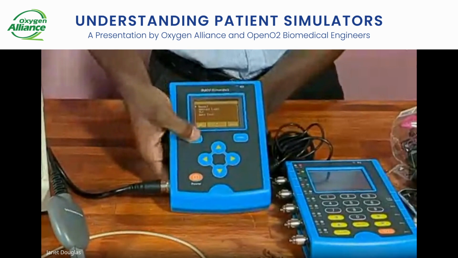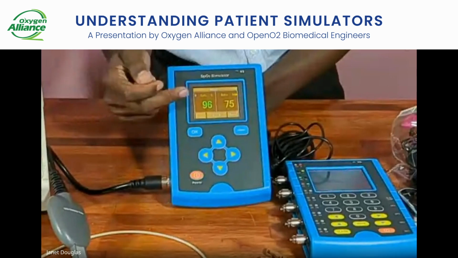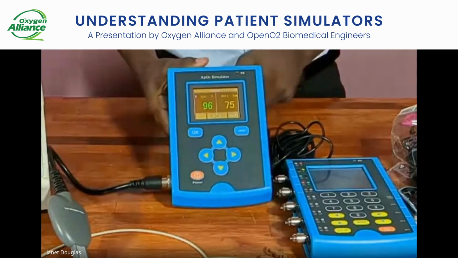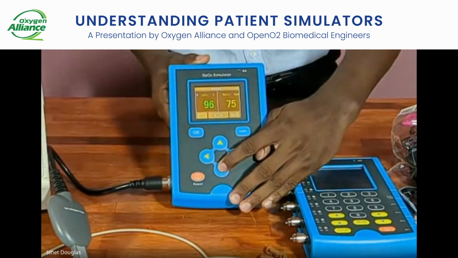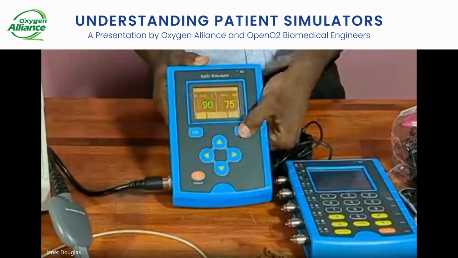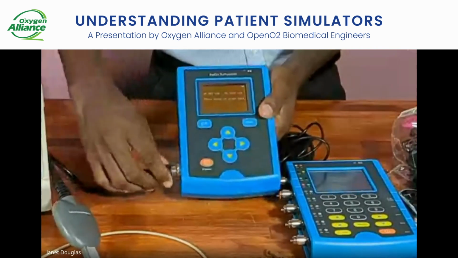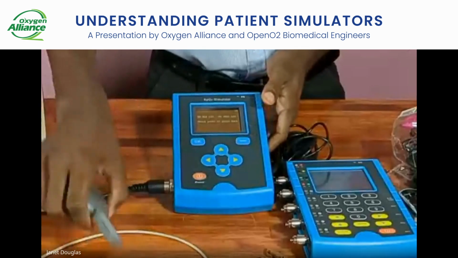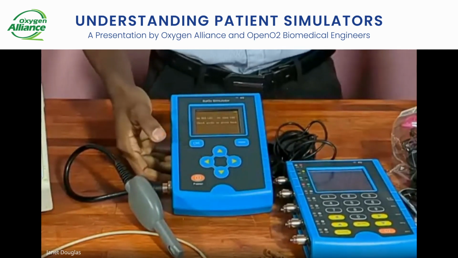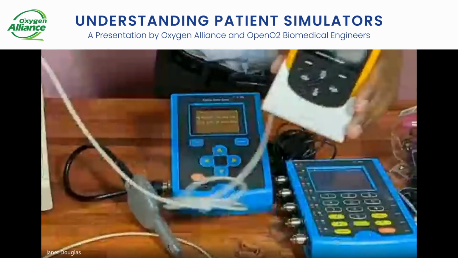So once I click OK, you have 2 options. You can set the SPO2, and you can also set the heart rate manually just by using the navigation arrows. You can either decrease or increase it. So I'll just go back. So let's try to connect the pulse oximeter and try to see if we can do the manual test right now.